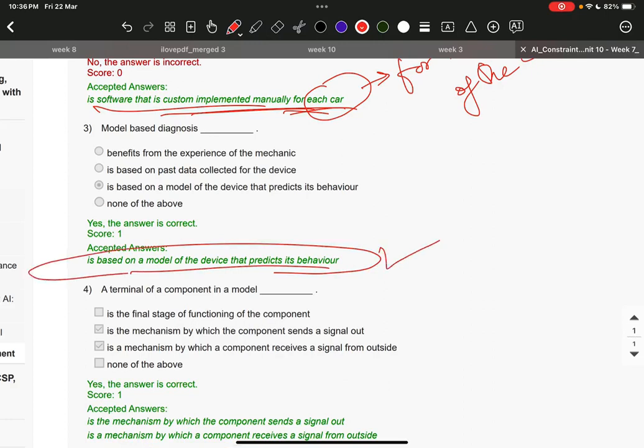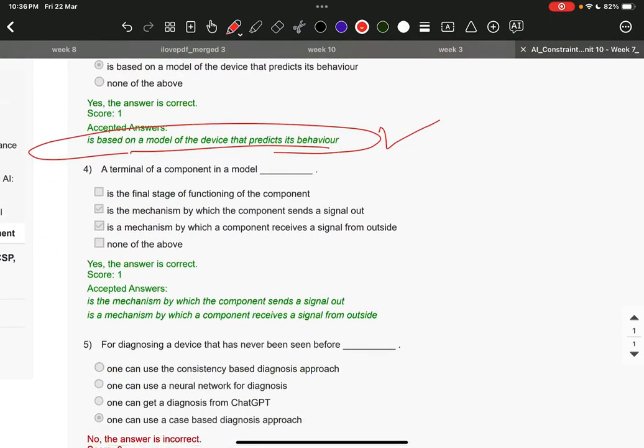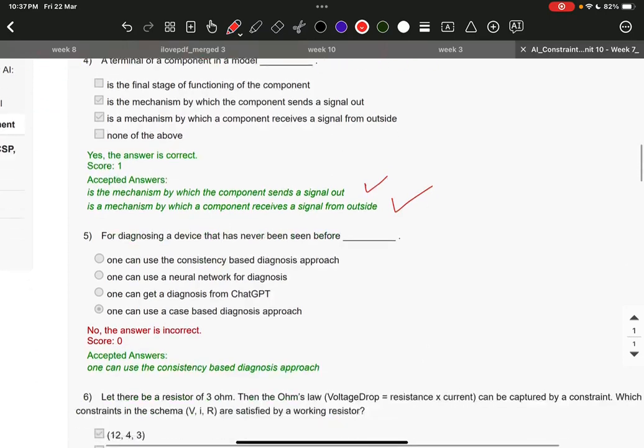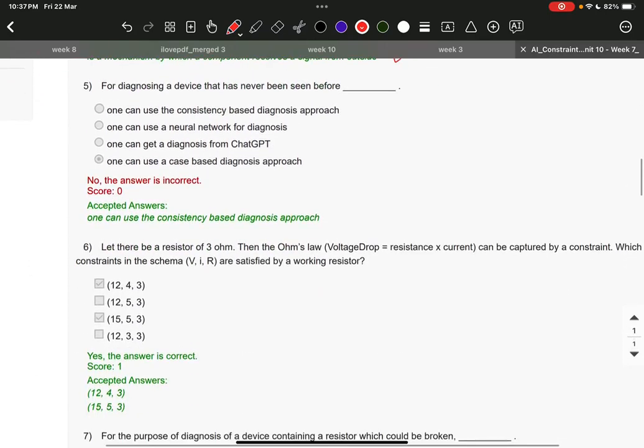A terminal of a component in a model is the mechanism by which the component sends a signal out, or receives a signal from outside. Terminal means in and out. A signal can come in, a signal can go out. For diagnosing a device that has never been seen before, one can use the consistency based diagnosis approach.